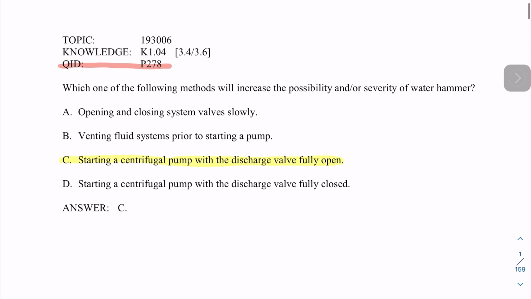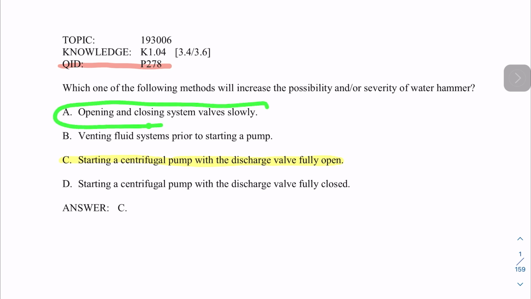Because that's the answer. The other one is asking which one of the following methods will increase the possibility and/or severity of water hammer. Starting the centrifugal pump with the discharge valve fully open is going to increase it, because remember, to decrease the severity of water hammer, we need to start the CP pump throttled or closed. So obviously this one is clearly open, so that's going to increase the possibility or severity of water hammer.